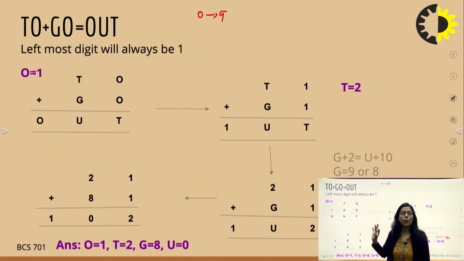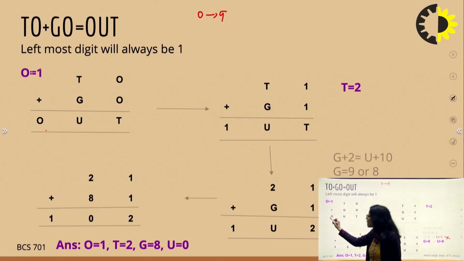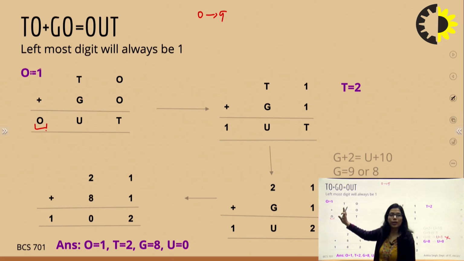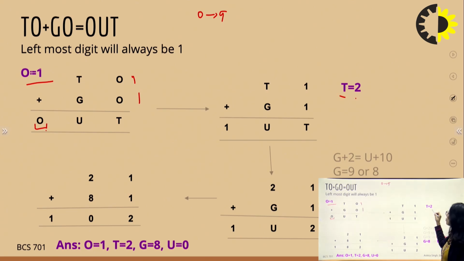TWO plus GO is equal to OUT. Now, since this is the leftmost digit, this digit should be 1. Why should it be 1? Because we don't have any digit over here, so it means it is a generated carry, and a generated carry can be 1 at maximum. So O is equal to 1. Now when O is equal to 1, here also I have 1 and 1, so T is equal to 2. Okay, so I have got two numbers: O is equal to 1 and T is equal to 2. Now 1 plus 1 is equal to 2. I will put the values over here.